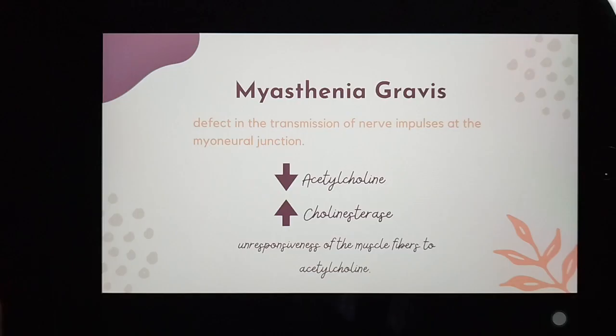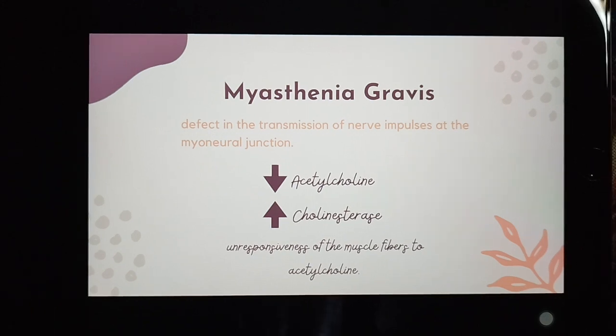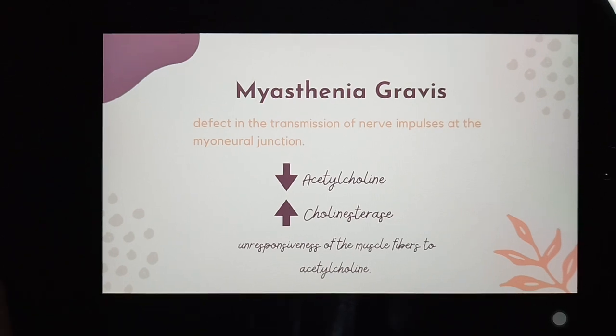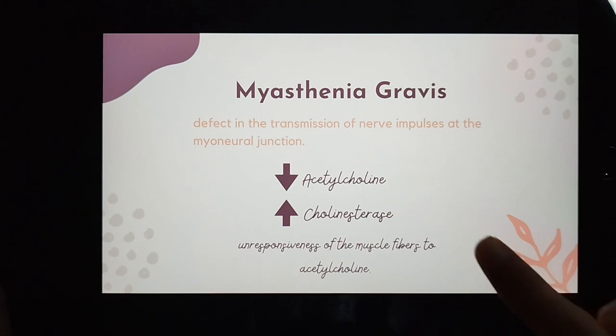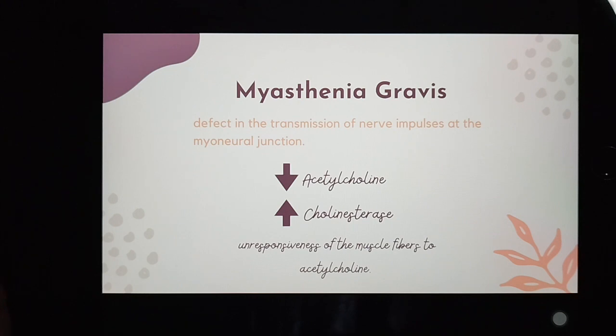Kapag meron tayong myasthenia gravis, there is a defect in the transmission of nerve impulses at the myoneural junction. Yung ating myoneural junction, yan yung synaptic connection between the terminal end of a motor nerve and the muscle. Kasi kailangan ng connection doon, no, para ma-receive ng muscle yung message from the brain. So, ang ating MG is autoimmune disorder, no? But causes include the insufficient secretion of acetylcholine and excessive secretion of cholinesterase and unresponsiveness of the muscle fibers to acetylcholine. Again, kailangan mo yung acetylcholine, diba, para mag-move yung ating muscles, para ma-receive ng target muscle yung message from the brain.